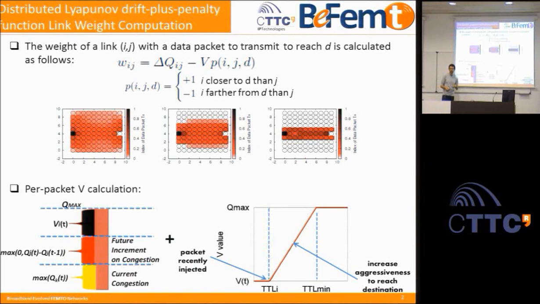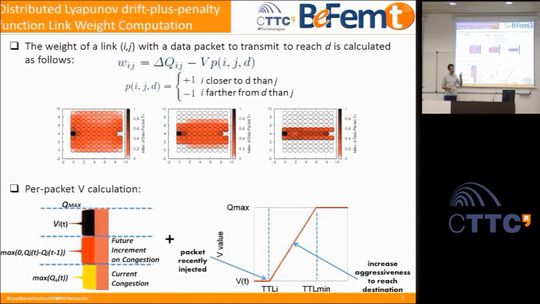In our routing scheme, we don't build routes, as in conventional routing protocols used in multi-hop wireless networks, but we take decisions on a per packet basis and only based on the local information exchanged between one node and its neighbors. So the basic idea when we take routing decisions is to gather information from the queue backlogs of neighboring nodes, and this is the delta Q parameter that you see in the weight that we calculate for each link.